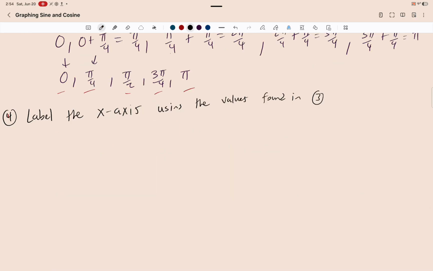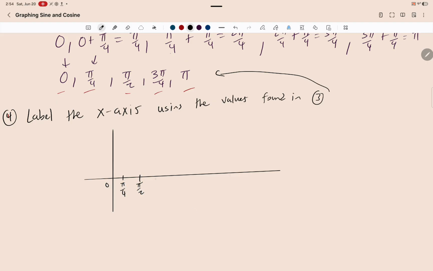Now for step 4, we take the values found in step 3 and we label the x-axis with those values. So 0, pi over 4, pi over 2, 3 pi over 4, and pi. And remembering that the sine graph looks like this, we're going to do the same thing. So it starts here, goes to 1, 0, -1, and 0. So we're just connecting them. So really, graphing these more complicated sine graphs, it's just a relabeling. So you're basically relabeling the sine and cosine functions.